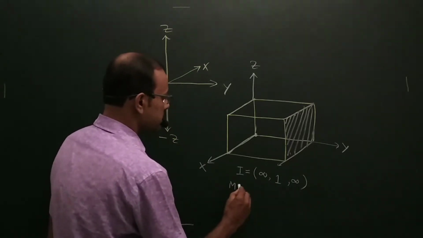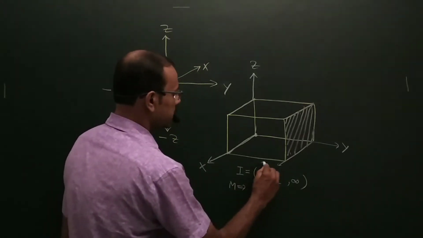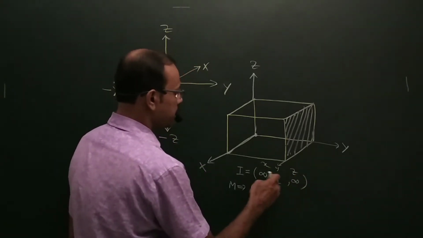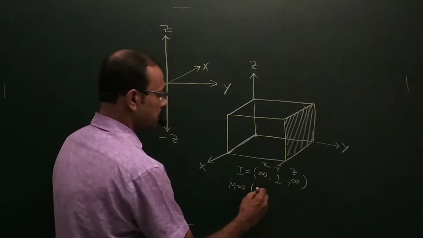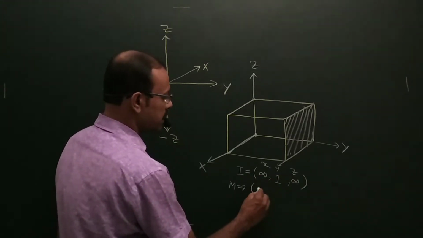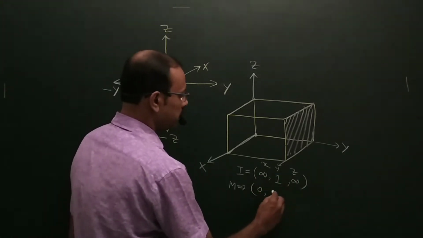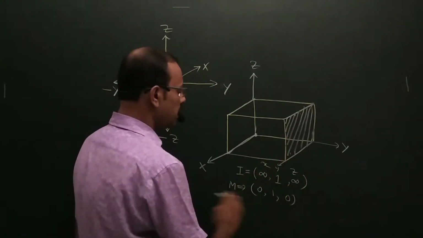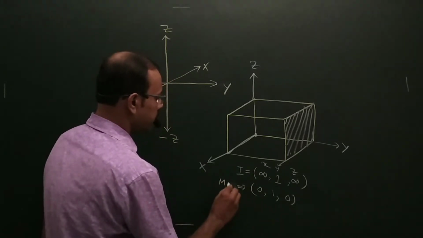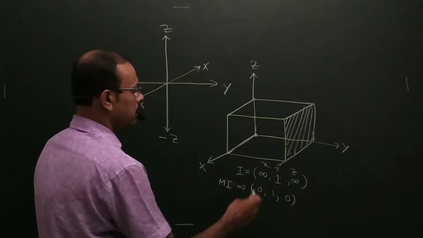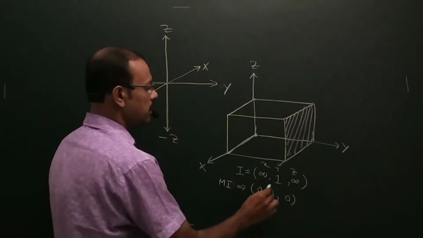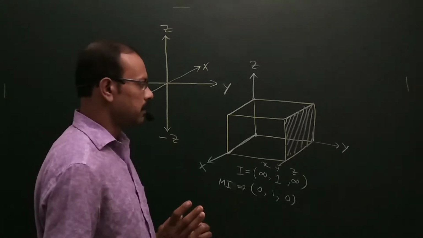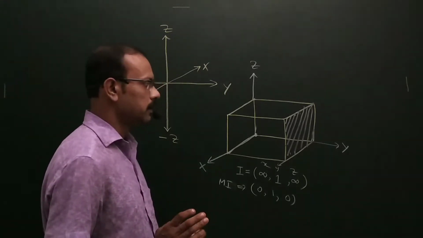Therefore, the Miller indices along x, y, and z direction will be the reciprocal of the raised indices or integers, which turns out to be 1 by infinity, that is 0, 1 by 1, that is 1, and again 1 by infinity, that is 0. So the Miller indices of the given plane here is 0, 1, 0. You can take the screenshot of it.